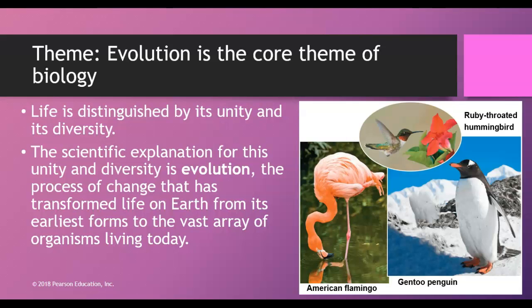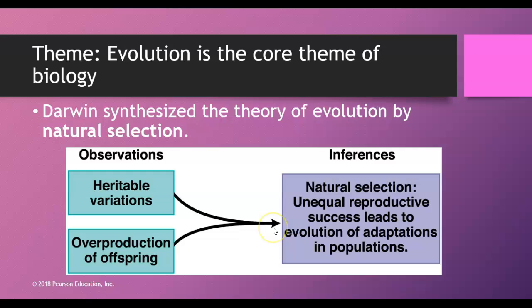As we said back in part 1, life is distinguished by unity and diversity, and the explanation of this is evolution. This is the process of change that has transformed life from its earliest forms to the numerous and varying forms that we have today. That's just what it means: organisms have changed over time.